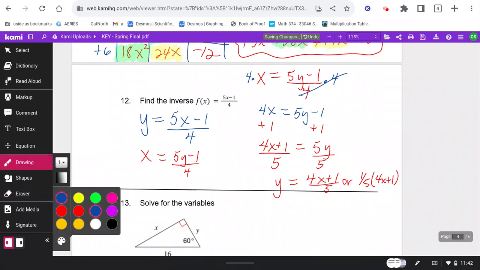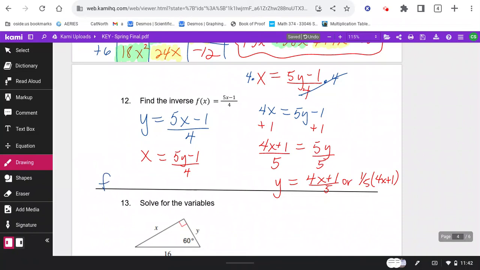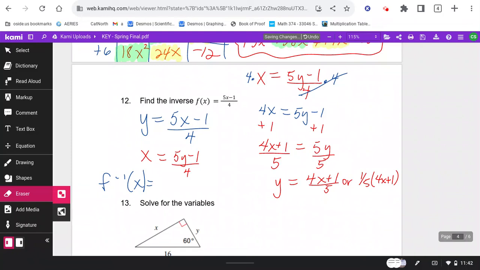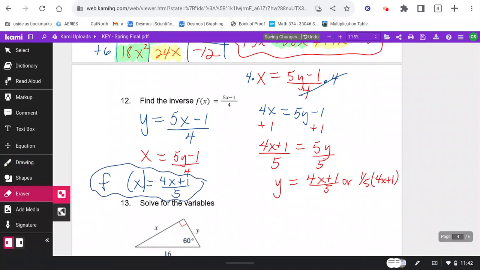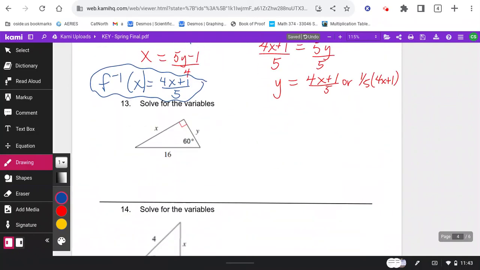And for my final answer, I need to write it with inverse notation. So f of negative 1 of x equals 4x minus 1 over 5, or 1/5 of 4x minus 1. All right, inverses: switching x and y and doing the opposite.